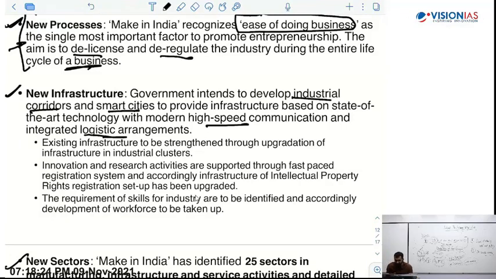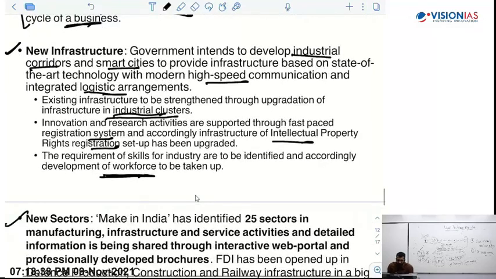So infrastructure is being created, strengthened through upgradation of infrastructure in clusters. Fast-paced registration system, intellectual property right registration, skills to be identified, development of workforce. So they are talking about three types of infrastructure. Physical infrastructure, then digital, the research and innovation infrastructure. The third is your human infrastructure. Human capital, skill.